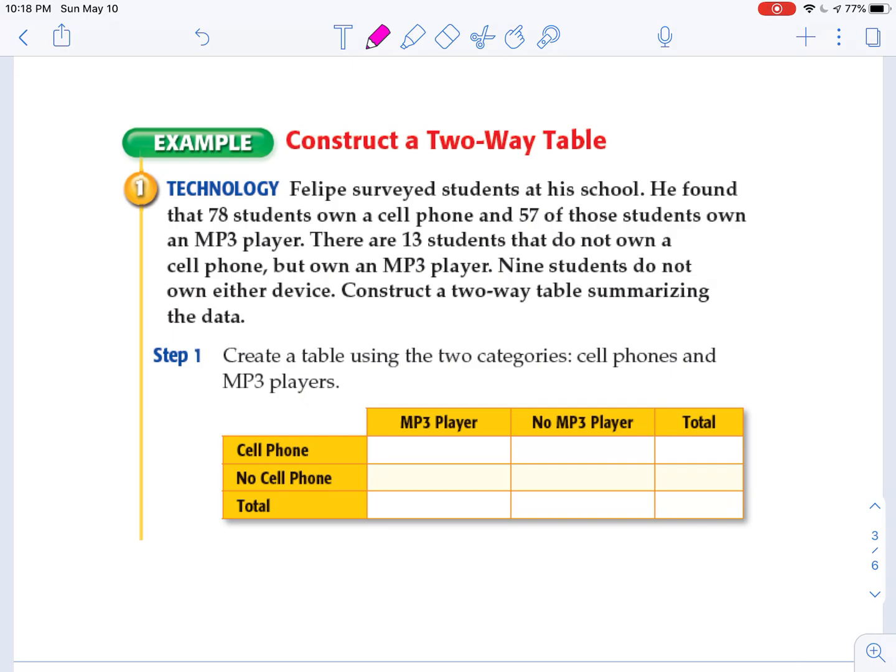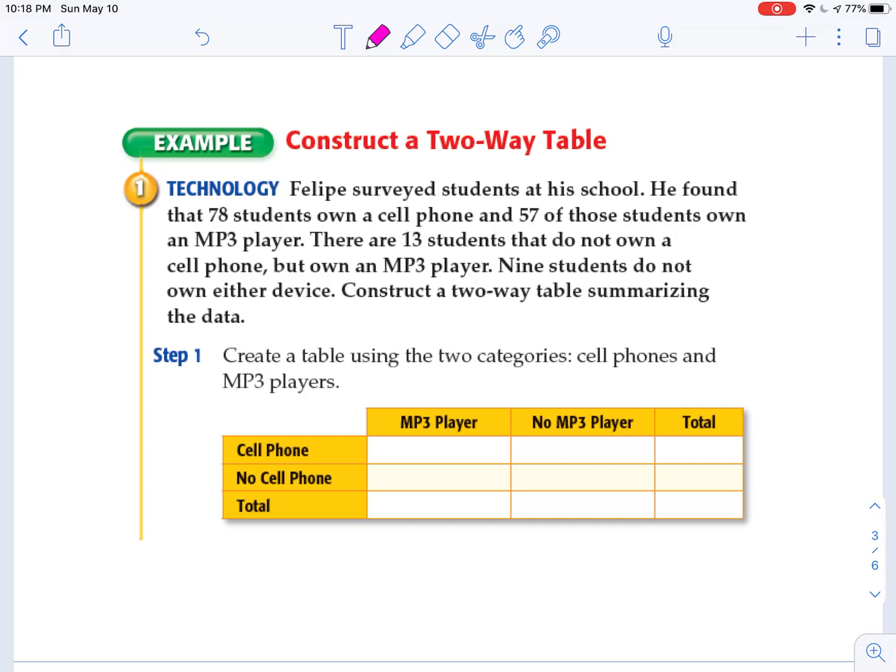So what can we do with this? Well, the first thing we're going to do is construct one. Okay, so it says Felipe surveyed students at his school. He found that 78 students own a cell phone, and 57 of those students own an MP3 player. Wow, this is a dated question, because for the most part, all cell phones now play music. But bear with me for this.